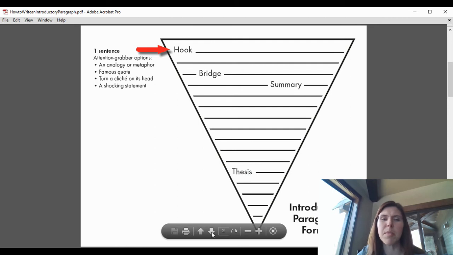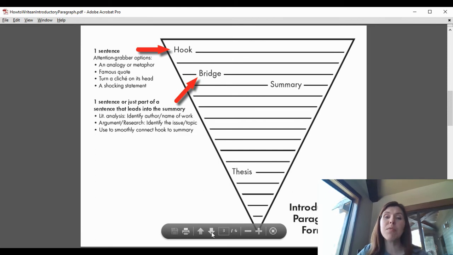So again, I'm going to give you more details that are much more specific in another video, but there's 4 ways you can grab someone's attention. You can use an analogy or a metaphor. You can use a famous quote that pertains to your thesis statement. You can turn a cliche on its head, or you can use a shocking statement. So watch for details about a good hook video.